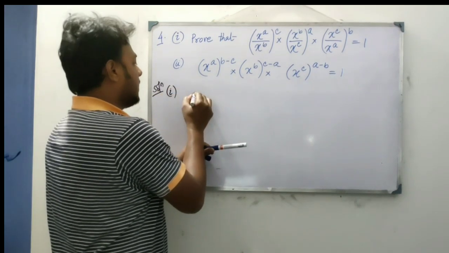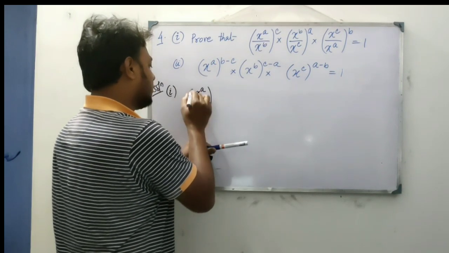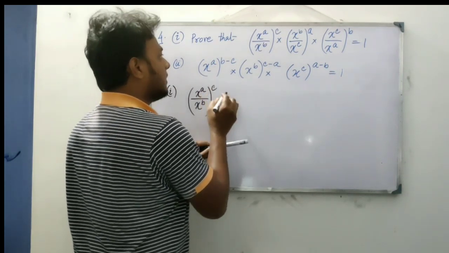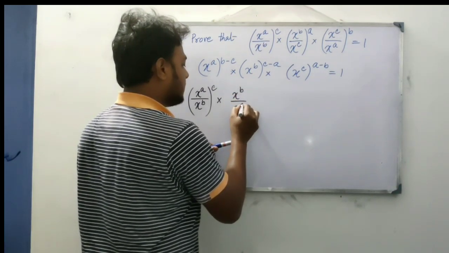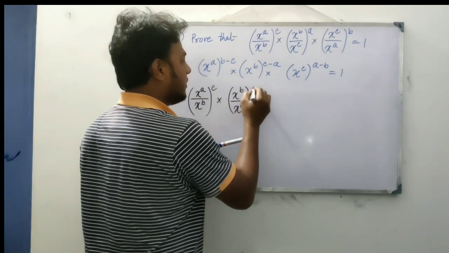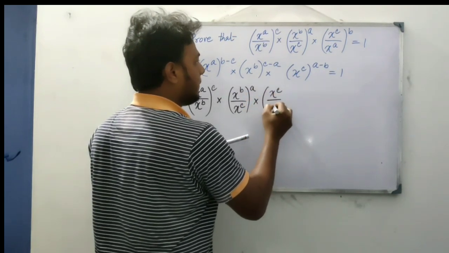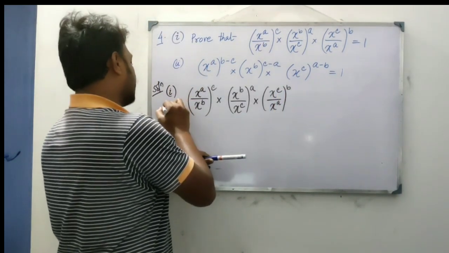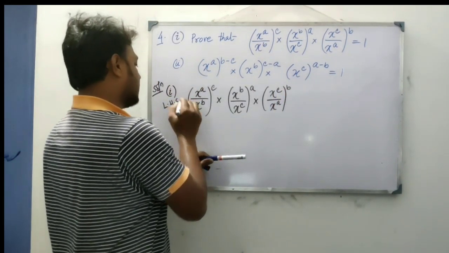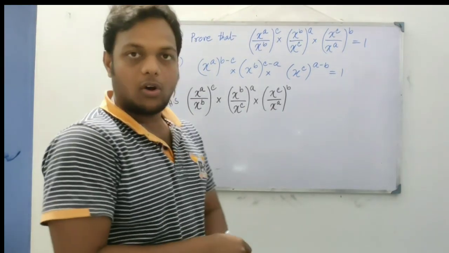1. x to the power a by x to the power b whole to the power c, into x to the power b by x to the power c whole to the power a, into x to the power c by x to the power a whole to the power b. This is our left hand side. Equals to, first we will apply here the law of indices.